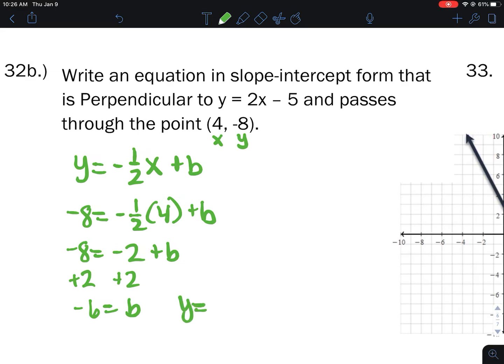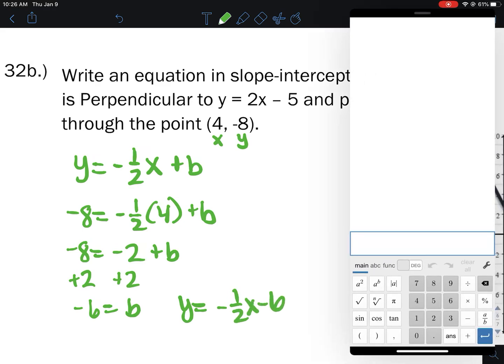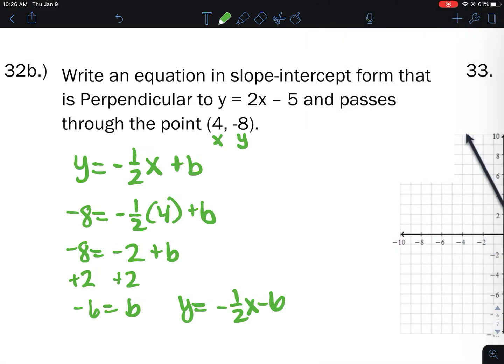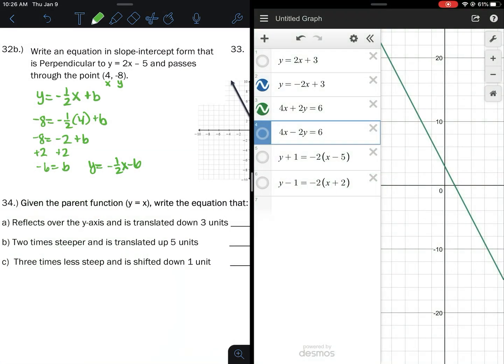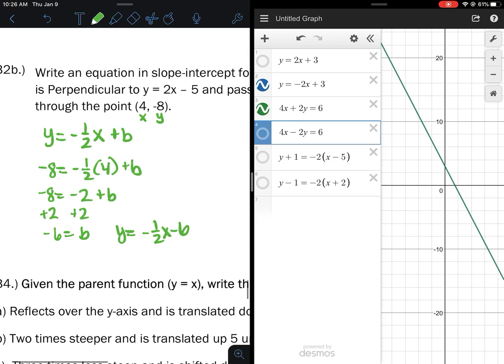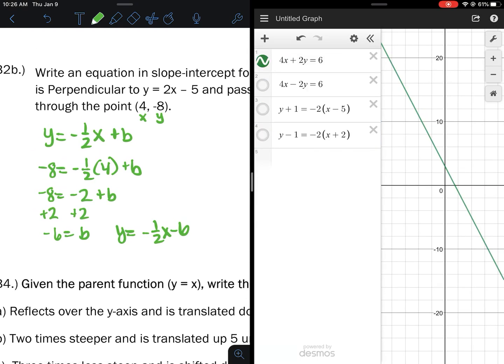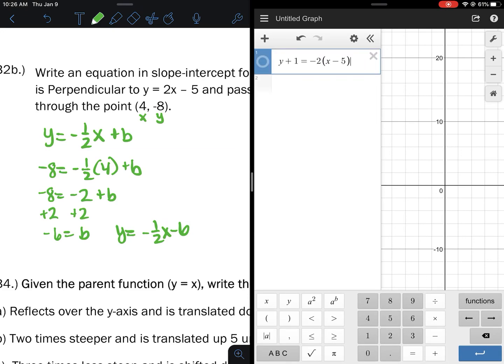So I'm going to show you actually how to check this on Desmos here in a second. Negative 1/2 x minus 6. Oops, that's not the right Desmos. Get out of here. There it goes. Okay, so you can actually check this answer. That was like the one that we talked about in class. So I'll just delete all these out.